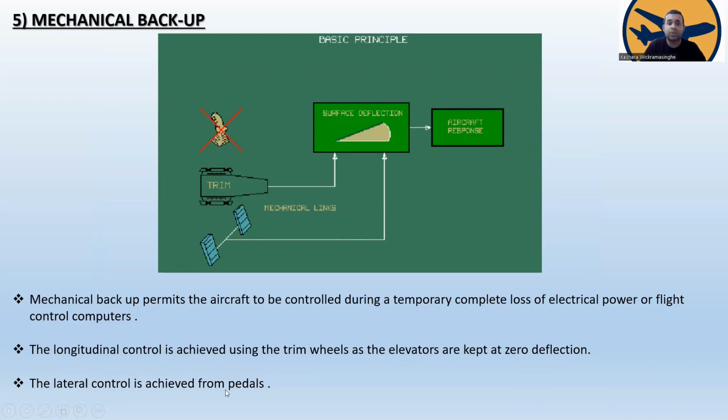The lateral control is achieved from the pedals. This is the basic principle. In this case the side sticks are not available. So the lateral control is achieved from the pedals, and the longitudinal control is achieved using the trim wheels through the THS. The elevators are kept at zero deflection.